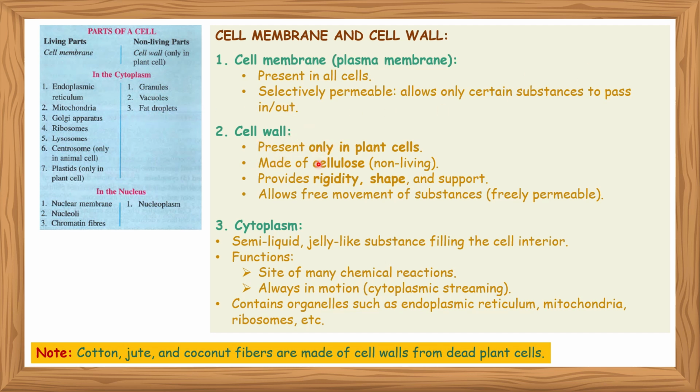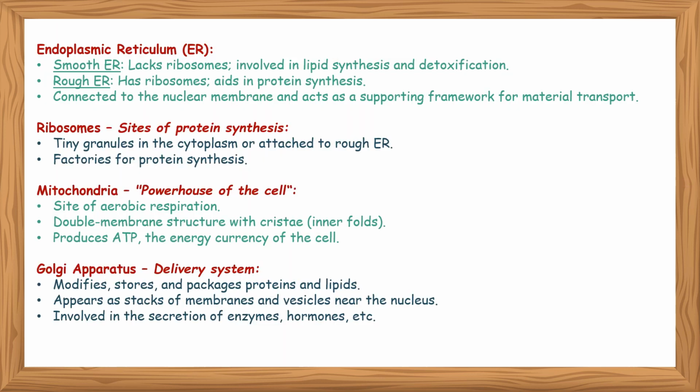The cell wall is present only in plant cells. It is made up mainly of cellulose. It is a non-living component. It provides rigidity, shape, and support. It allows free movement of substances. It is freely permeable.